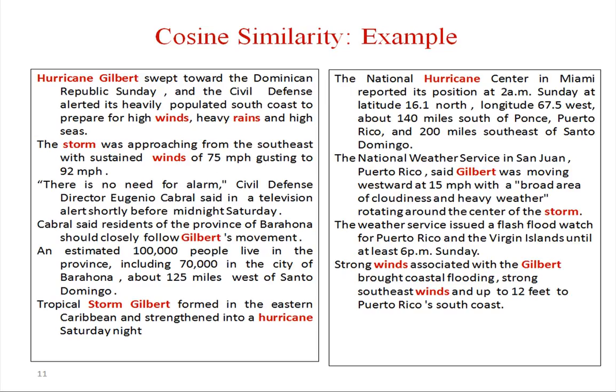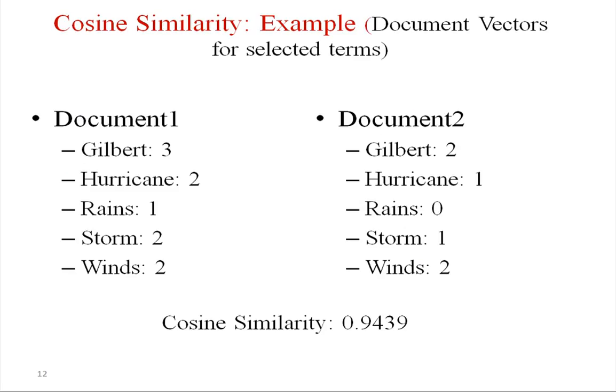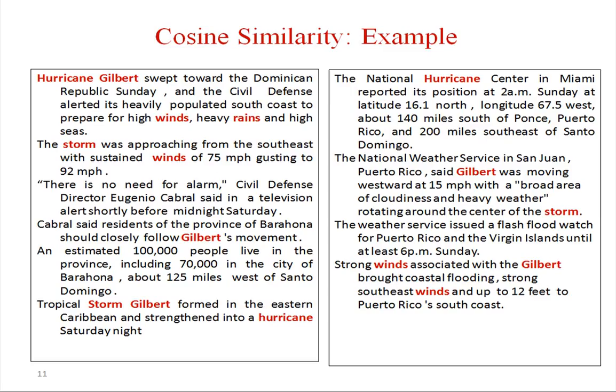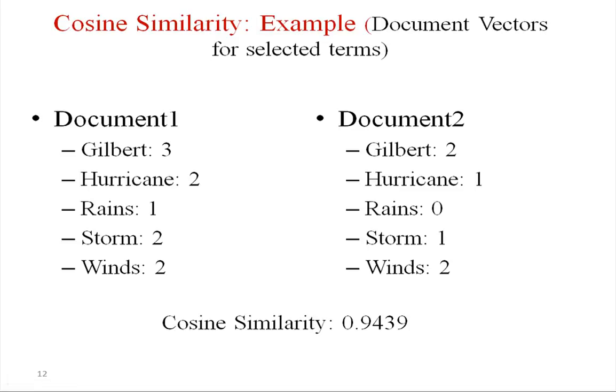Now a cosine similarity example. Suppose there are two documents and we have to calculate the cosine similarity between them. Document D1 contains Gilbert 3 times and Hurricane 2 times. The other contains Gilbert 2 times and Hurricane 1 time. Similarly for rain, 1 time and 0 times, and storm, 2 and 1, like that. For selected terms, we are not considering all terms, we just use some selected highlighted terms. Then the cosine similarity is calculated like that.